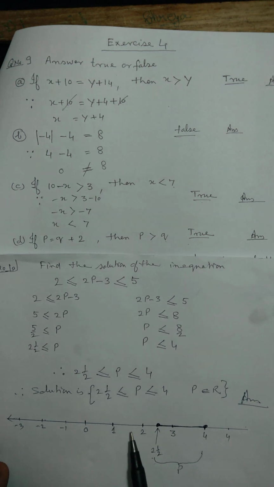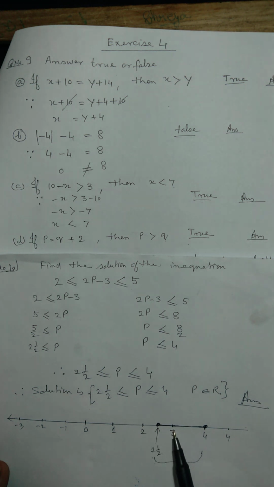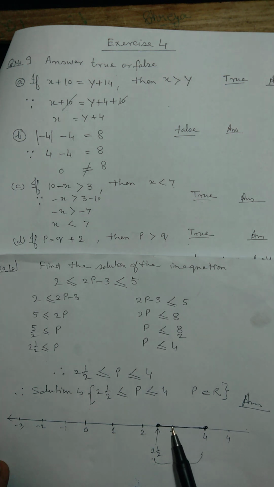Now on the number line it can be represented like this. You see, 2 and 1 by 2 will be just the middle of 2 and 3, and 4 is here. So your complete dark line, including this point, 2 and 1 by 2 and 4 both will be included, because I have darkened the point as well as the line. So complete line means there are many points which will be the real points on the number line. That is why it has been darkened.